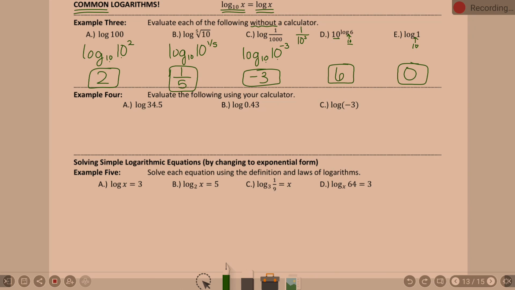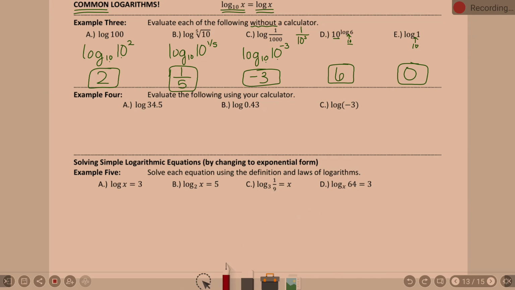Now, could you have taken any of these and punched them into your calculator and gotten the same answer? You could. Okay, you have that as a check. But I want you to be able to do these without the calculator. Now, what do you notice about the next row?